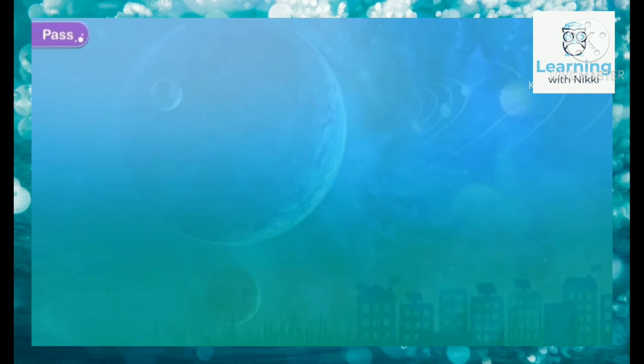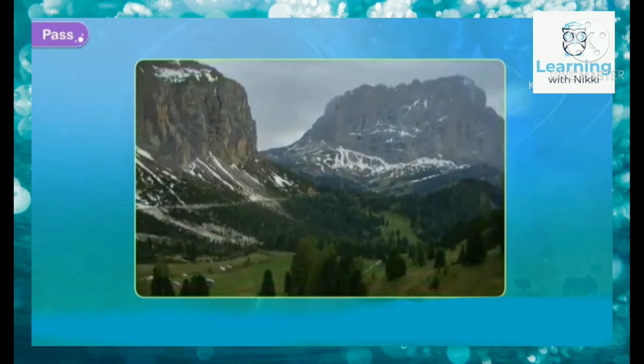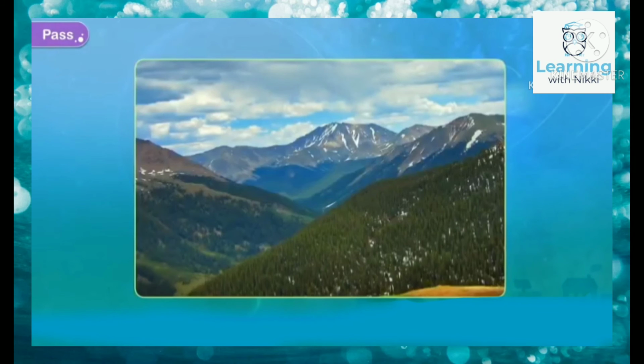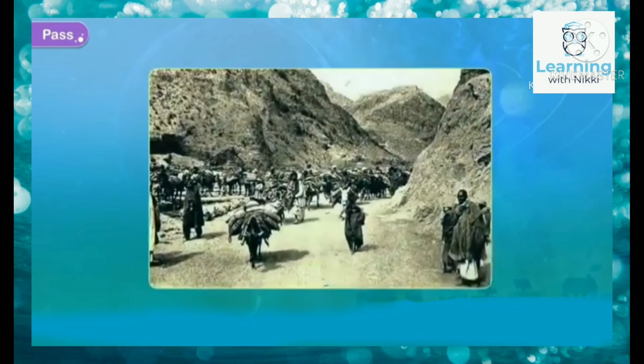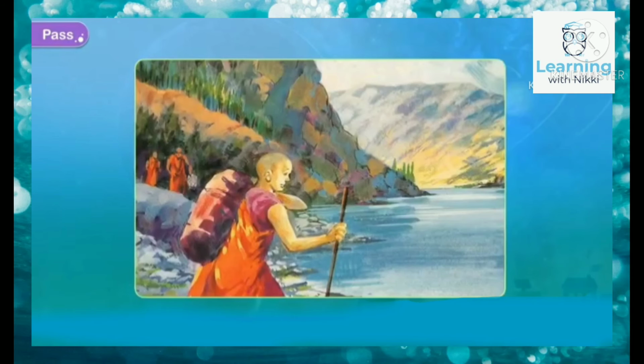Next is pass. A pass is a low passage or route to cross mountain ranges. The passes are formed from gaps between mountain ranges. Mountain passes have also been of prime importance in the history of any land. This pass helped people to come from across the mountain.